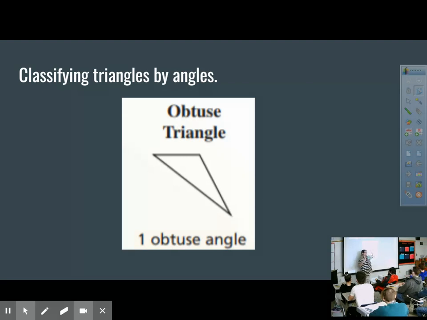The way to tell if it's a right angle is if it has the symbol. Okay. Which of those triangles would be obtuse? The bottom right. So label that one obtuse.